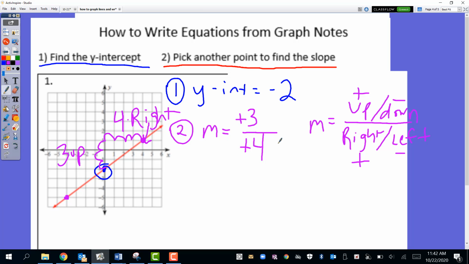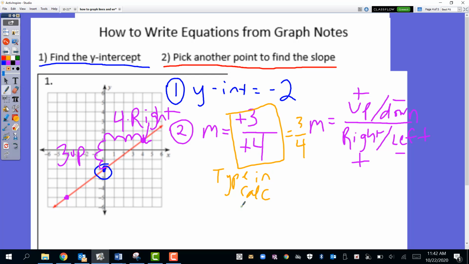I would type this into Desmos to see if it simplifies. So I would type like 3 divided by 4. So I'm going to write type in calculator. But it still turns back into 3/4 when I write it as a fraction. That's okay. That doesn't mean it's wrong.